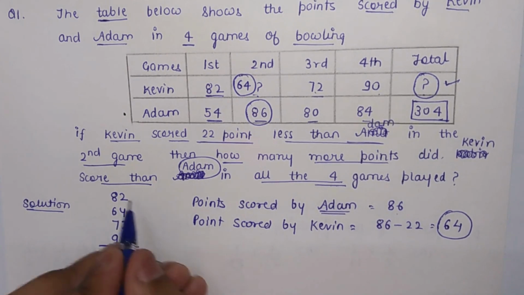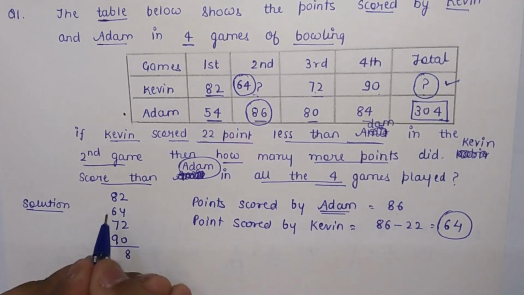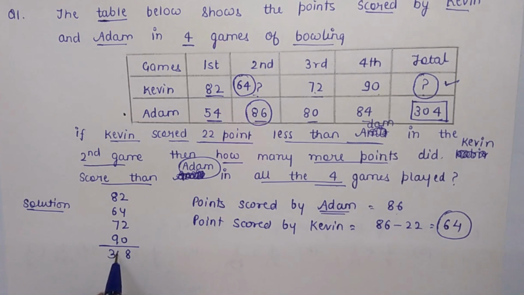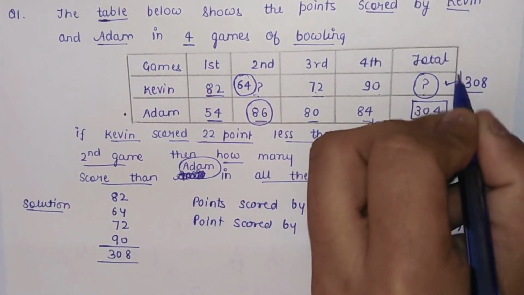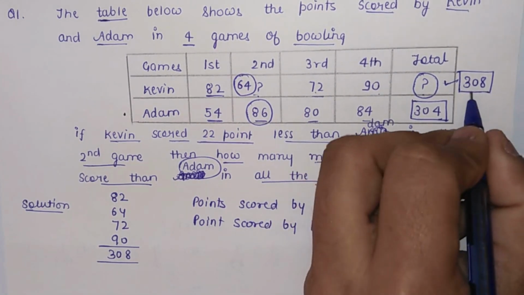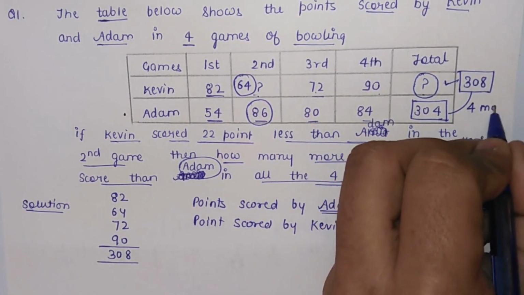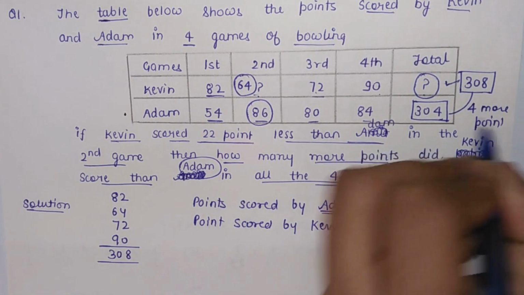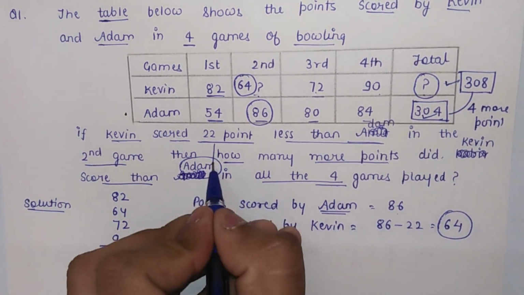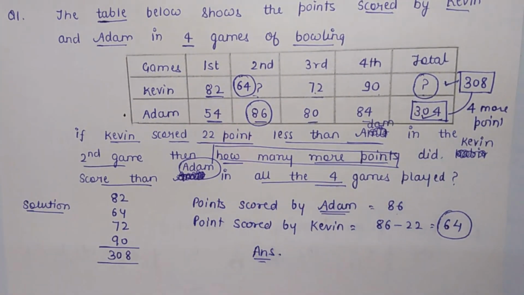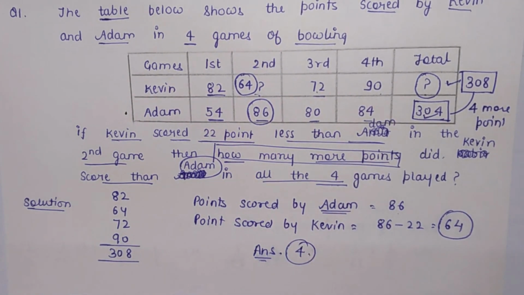So this is 4 to 6 to 8, 308. So this value is 308. As we can clearly see here, Kevin scored 4 more points than Adam in all the 4 games that were played. So the answer for this question, according to the question, is how many more points were scored by Kevin. So 4 more points were scored by Kevin than Adam in all the 4 games that were played between them.